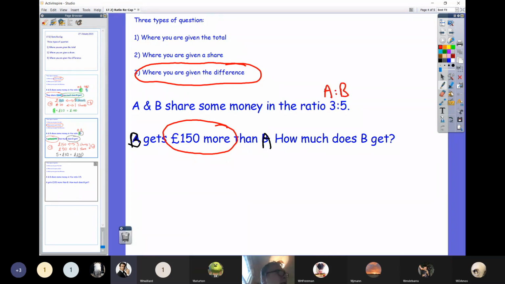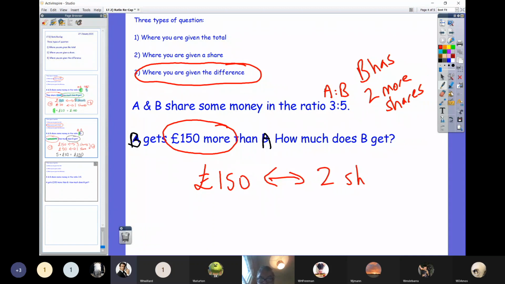How many more shares does B have? B has 2 more shares. That's obviously just 5 take away the 3. B has 2 more shares. So B has £150 more money and he has 2 more shares. So that must mean that £150 relates to 2 shares. So it's just getting that opening line right. So if 2 shares is worth £150, 1 share must be worth 75.